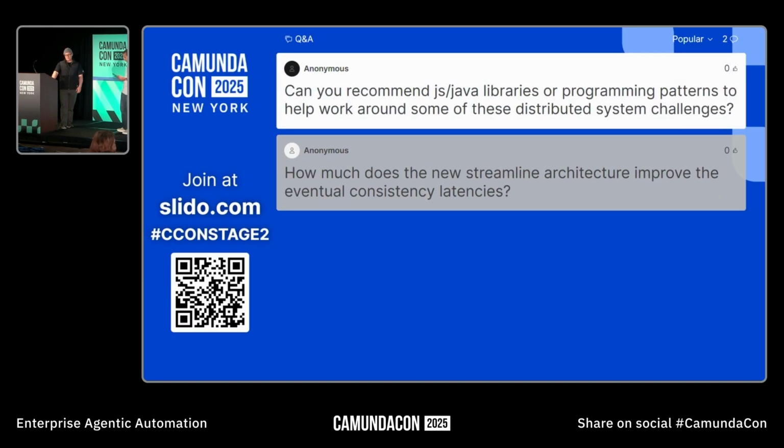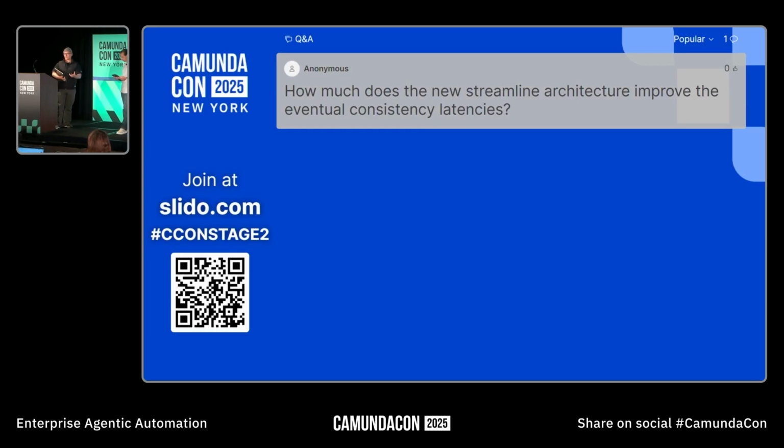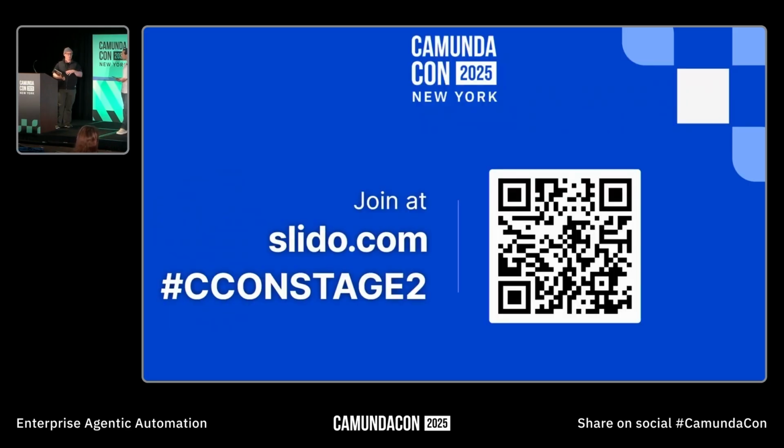Excellent. And then I think this is the last one, because we have two here and one looks like a duplicate. Can you recommend a JavaScript or a Java library or programming patterns to help work around some of these distributed system challenges? Well, you could try the Camunda 8 Node.js SDK. Excellent, just to pitch it. I think in Java there's one called Awaitable. Yeah, but we really want to build this into the system so that you don't have to think about these kinds of things. We can centralize the knowledge and experience around that and then put it into a reproducible form for you.